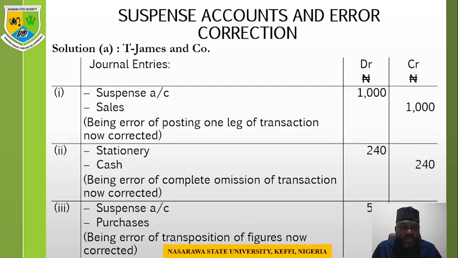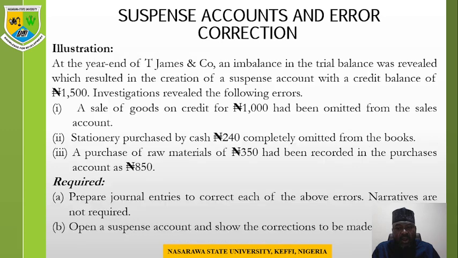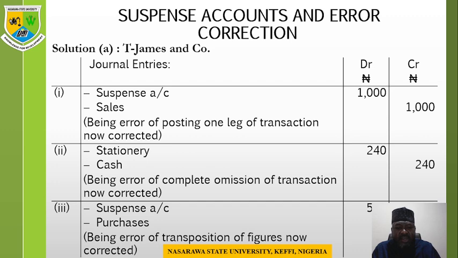So let's see what we have done. Suspense account debited 500, correct. Purchases account credited with 500, correct. The reason being error of transposition of a figure, now corrected. It's really not transposition, because 350 and 850 are not a transposition. Rather, this is a case of overcast. I think we'll edit and correct that appropriately.